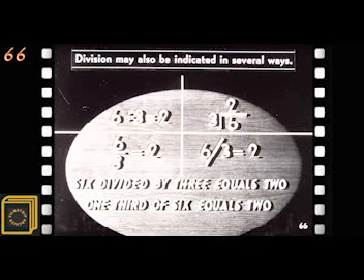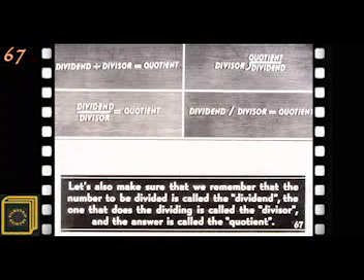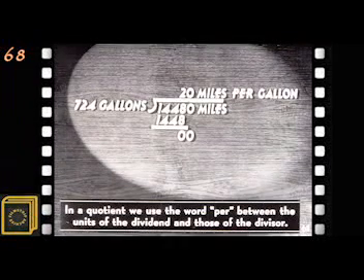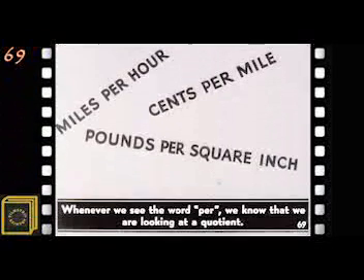Division may also be indicated in several ways. Either 6 divided by 3 equals 2, or 1/3 of 6 equals 2. Let's also make sure that we remember that the number to be divided is called the dividend. The one that does the dividing is called the divisor, and the answer is called the quotient. In a quotient, we use the word per between the units of the dividend and those of the divisor. For example, 20 miles per gallon. When we see the word per, we know that we are looking at a quotient.